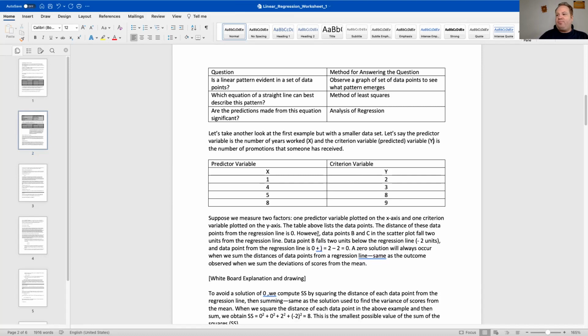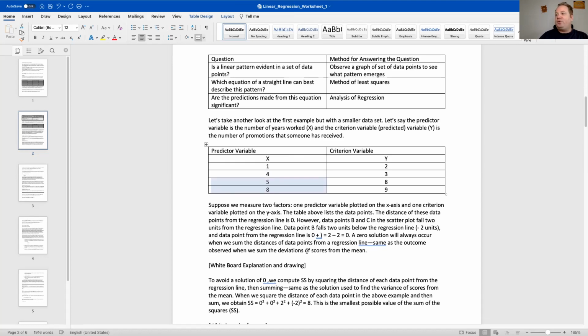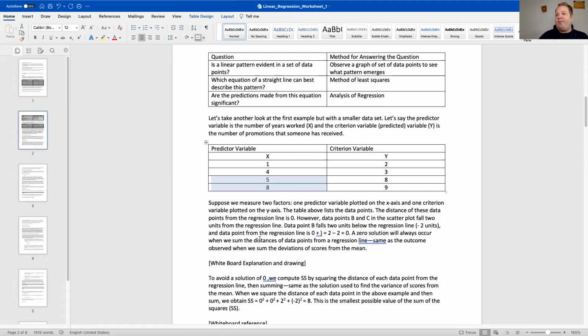The table above lists data points, okay? The distance of these data points from the regression line is 0. However, data points B and C, right here, let's say these right here would probably be the best way to explain it, fall below the regression line by 2 units. And the data points on the regression line are 0.